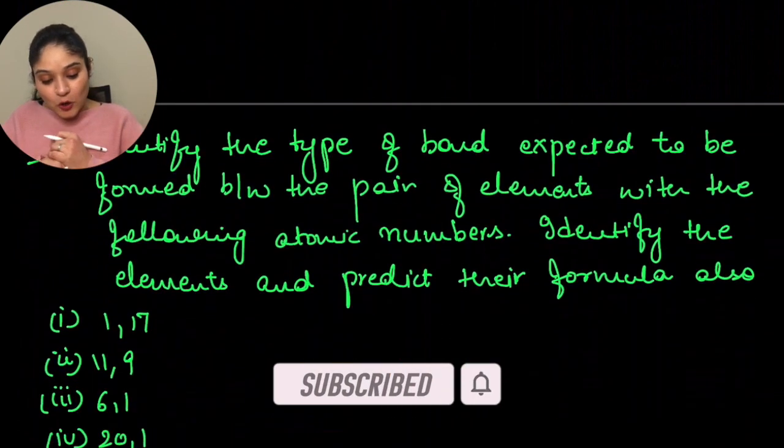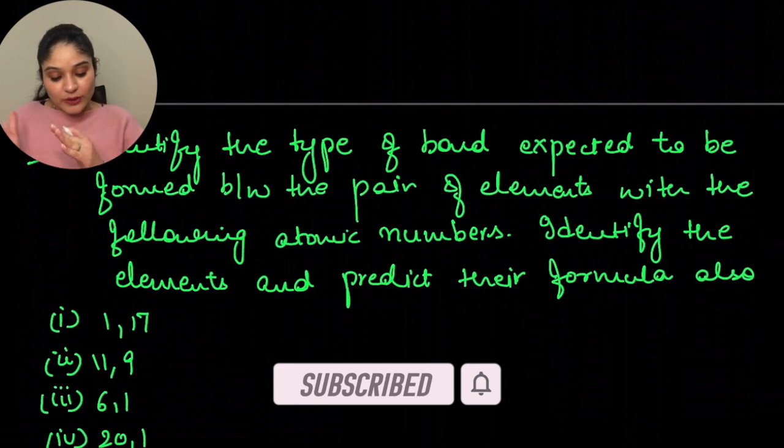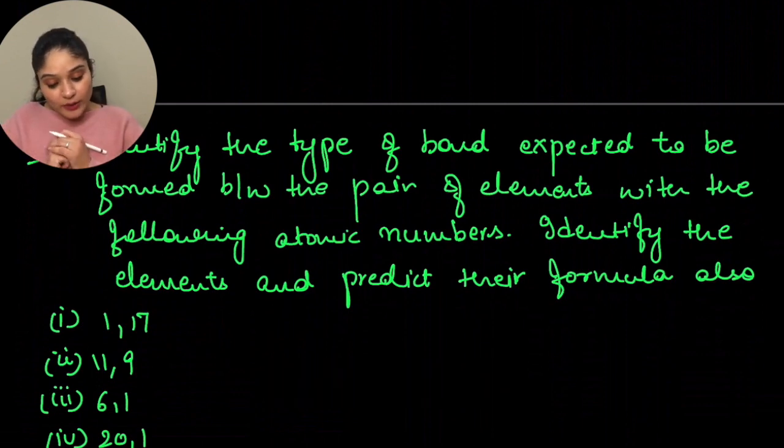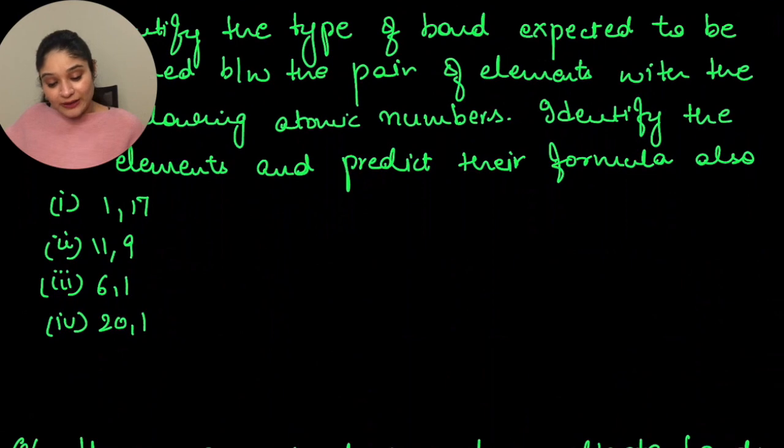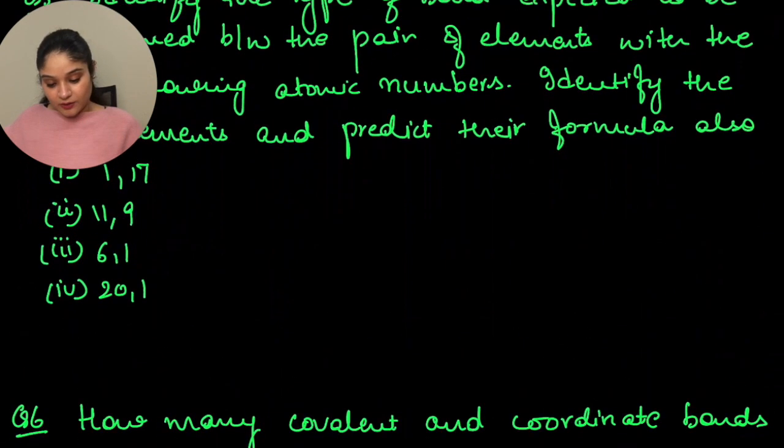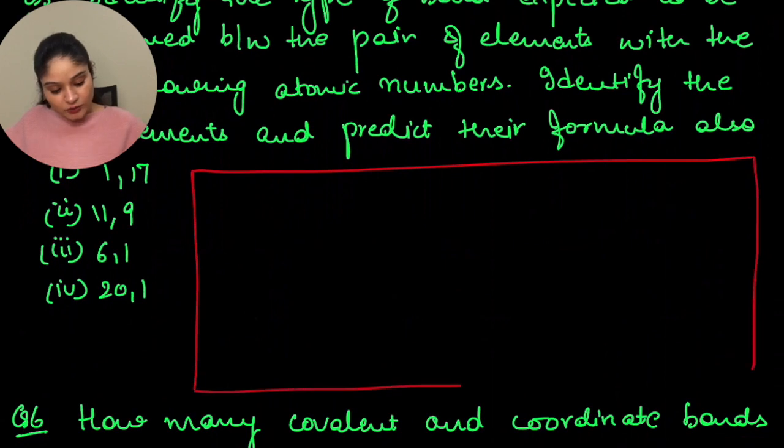Identify the type of bond expected to be formed between the pair of elements with the following atomic numbers. Identify the elements and predict their formula also. Alright. So in this case, you'll have to make a whole chart. So we'll come back to this question at the end because I'll have to make the chart at the end. Or I'll just tell you the first couple of ones, and the other two you can try on your own and let me know the answer in the comment box. So I'll help you with the first two. So let's see how you're supposed to do this question.